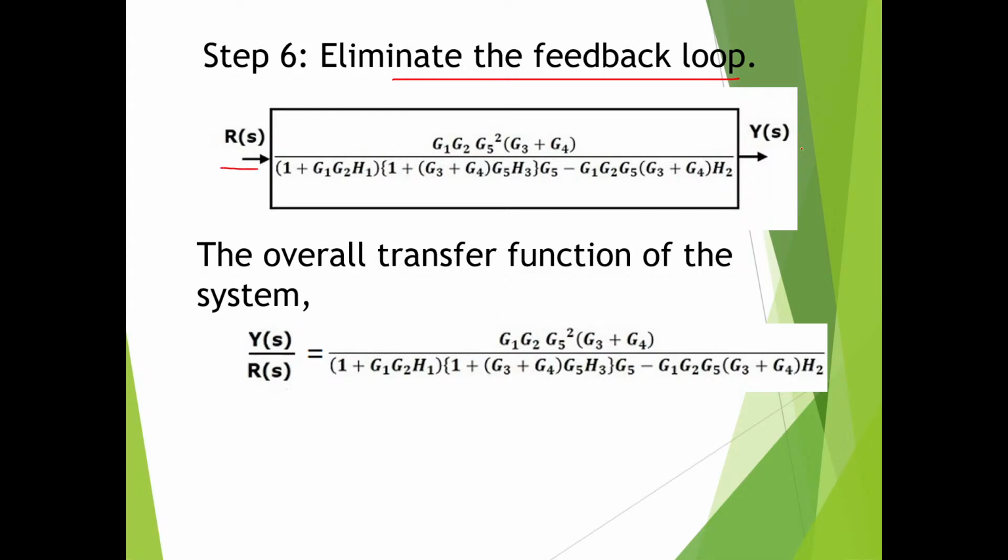So R of S is input, Y of S is output. I have already simplified it, and this is the expression that I have got. So what is the overall transfer function of the system? Y of S by R of S is this. You can copy it down.